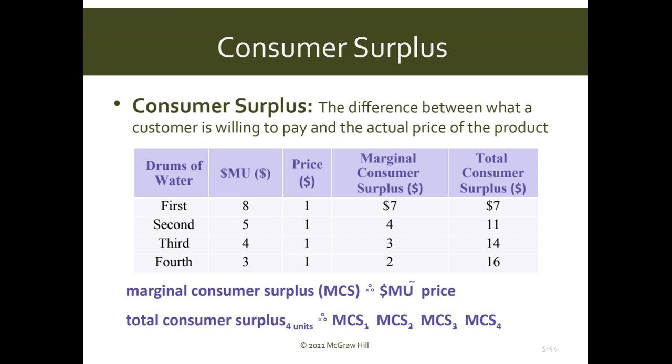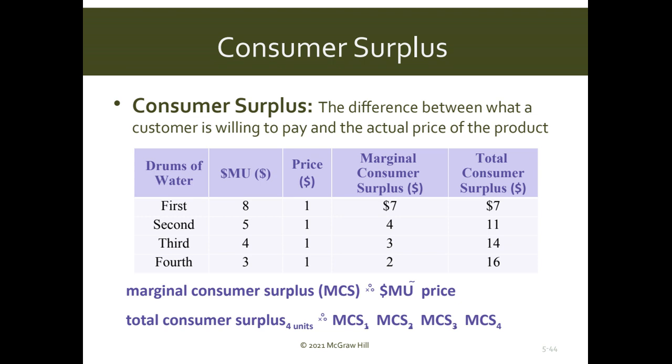So let's take this simple example and explain consumer surplus, again marginal consumer surplus and total consumer surplus. The table looks pretty scary, but it's very easy. Suppose the price of one drum of water. I don't know why they have taken drums of water. I don't buy drums of water.